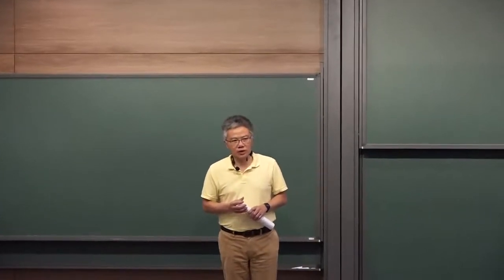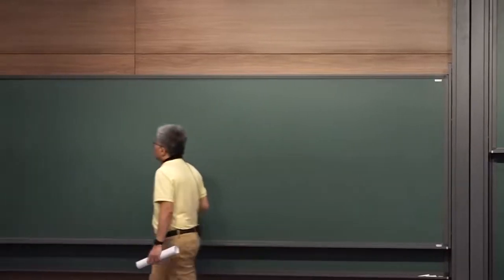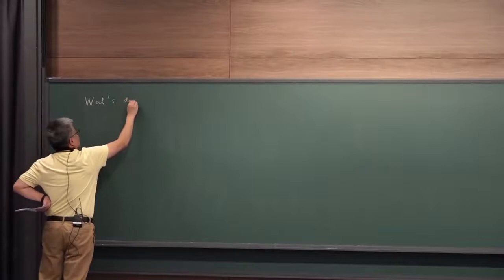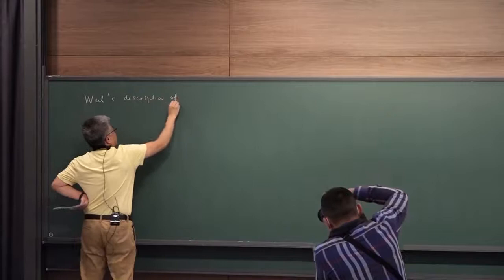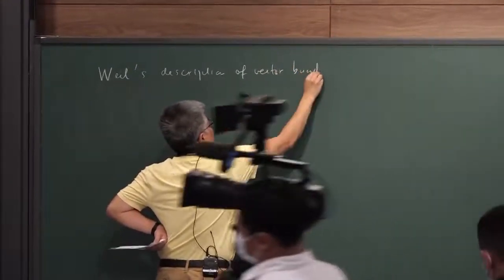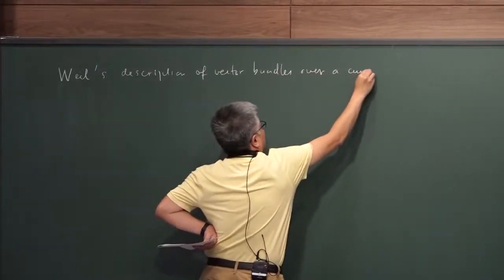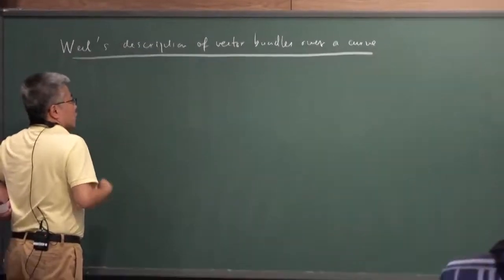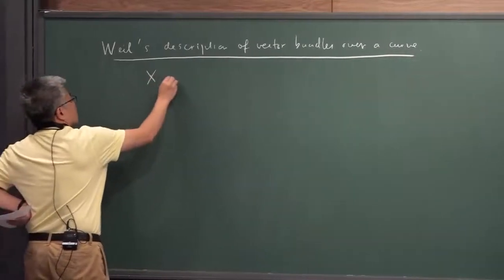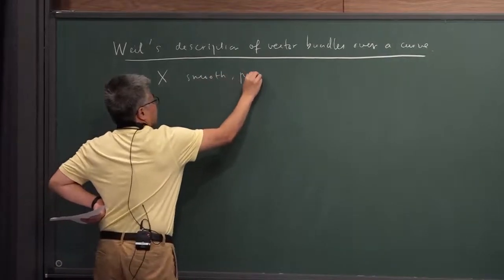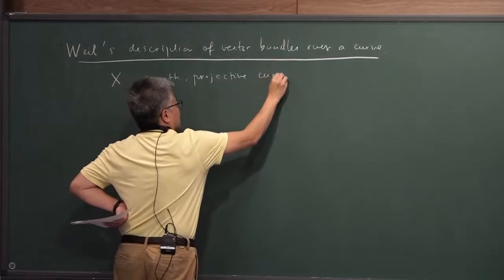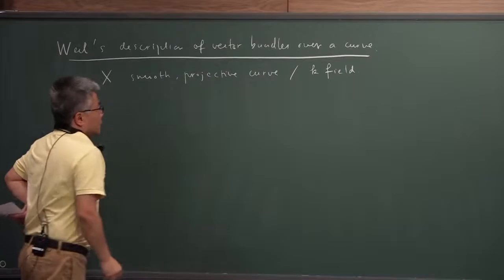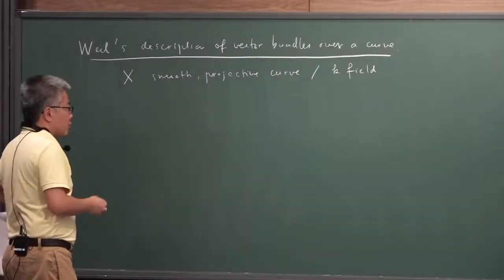Quick bundles of the two big items. So we always start with some given curve. X is a smooth projective curve over the field K. Later you make some more assumptions on K, the field that we work with, but right now it can be an arbitrary field.